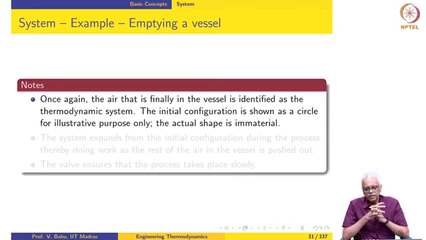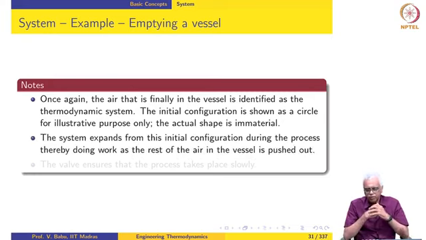So let us summarize what we have said about this particular example. Once again, the air that is finally in the vessel is identified as the thermodynamic system. The initial configuration is shown as a circle for illustrative purposes only, as I said. The actual shape is immaterial. This we will justify in the module on work and heat when we develop expressions for displacement work. The system expands from this initial configuration during the process and eventually fills the entire vessel.